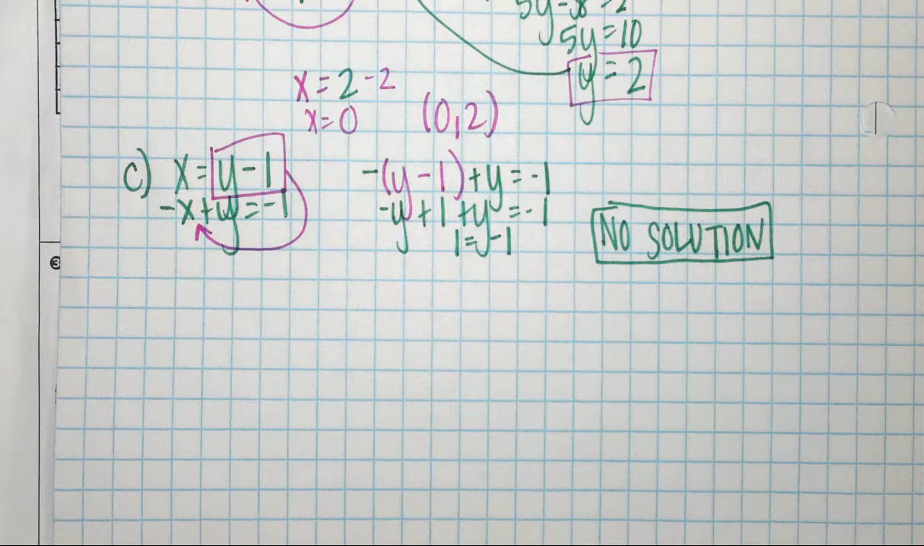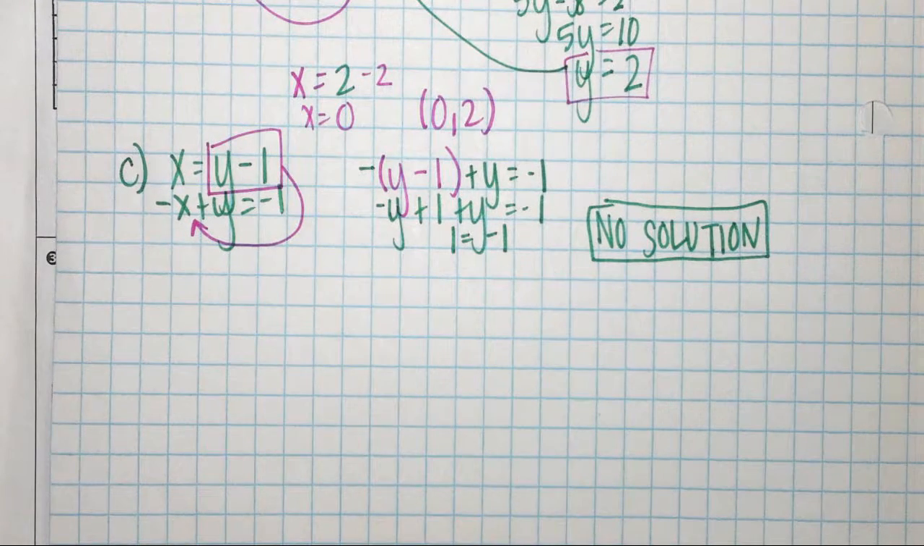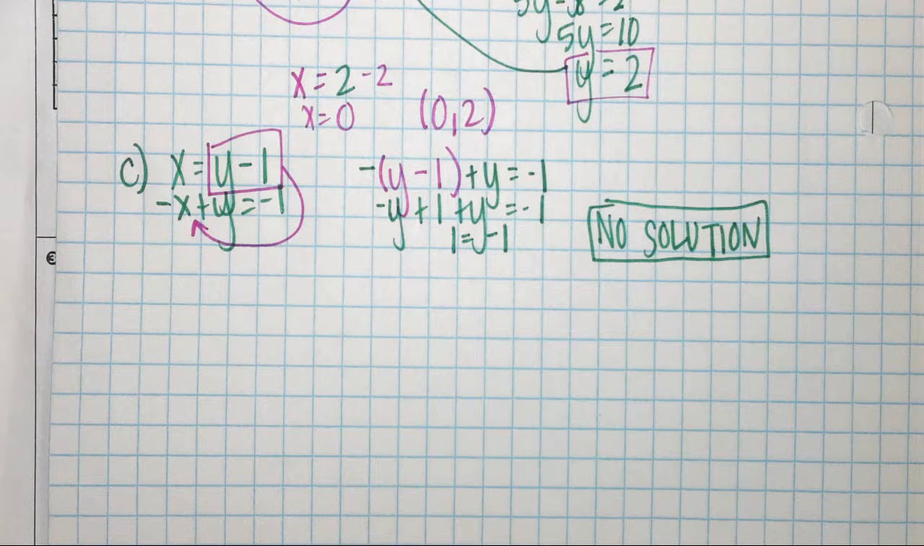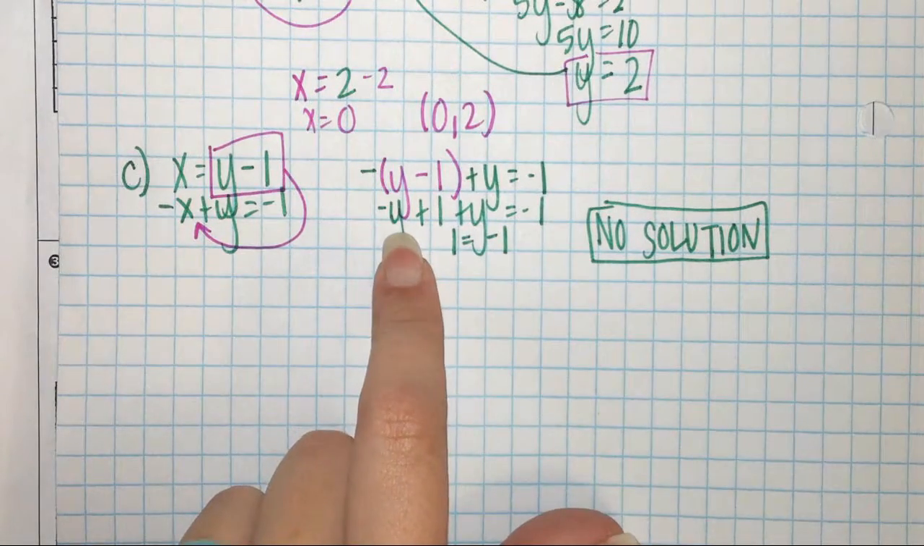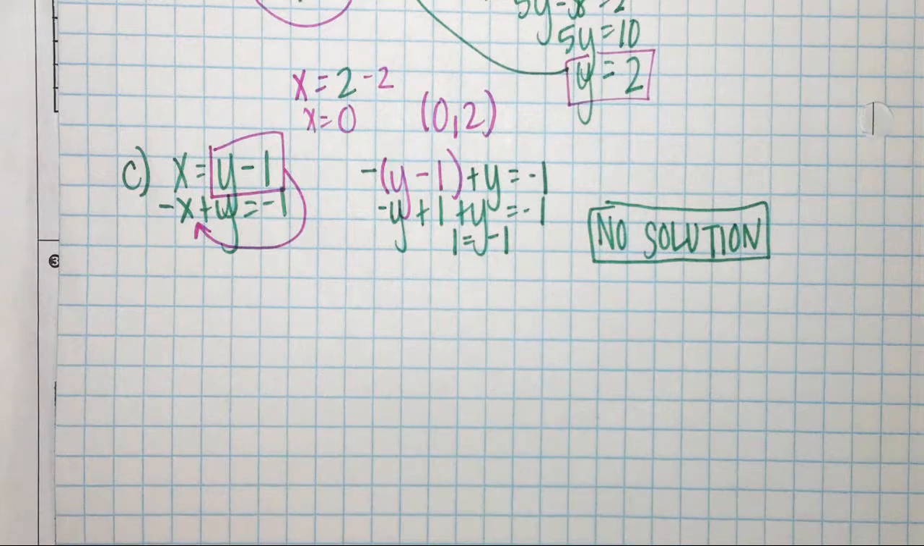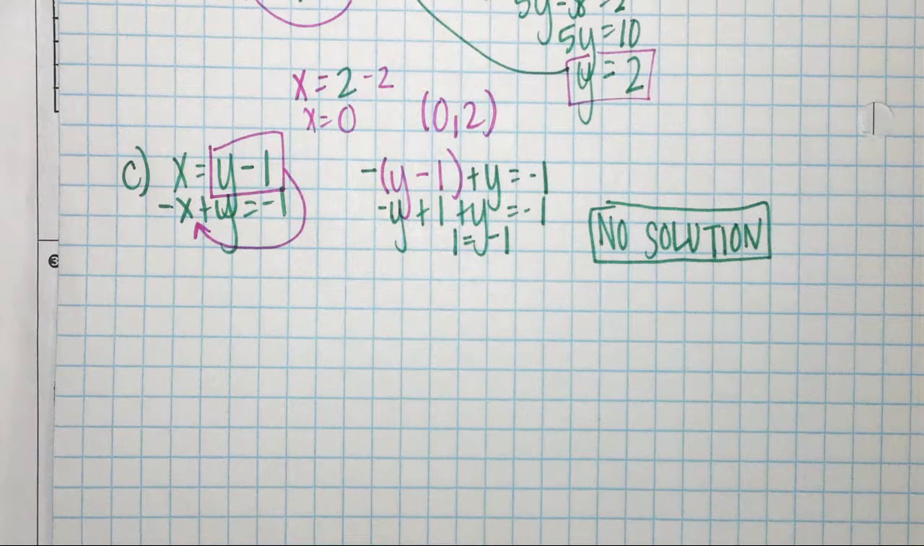I got it right, but then you said it's not a trick question, but there was an actual answer. No, I could see people getting to this point and they were like, I don't understand what I did. There were a lot of confused looking faces out there. So this negative, when you distribute it, you get negative y plus 1 plus y equals negative 1, and then negative y plus y cancels, and 1 does not equal negative 1 at all.